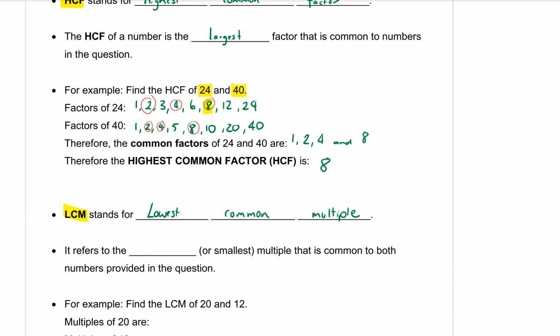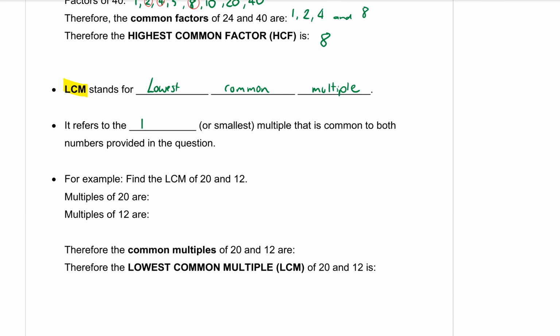Okay, it refers to the lowest or smallest multiple that is common to both of the numbers provided in the question. Okay, because if you think about it, multiples are your times tables. And we often just list the first 5 or 6 of them, say, but they could keep going forever. We don't want to find the highest common multiple because that would be impossible because it keeps going forever if we really wanted it to. We're trying to find the lowest number that is in common to both of them. So there is a little example here.